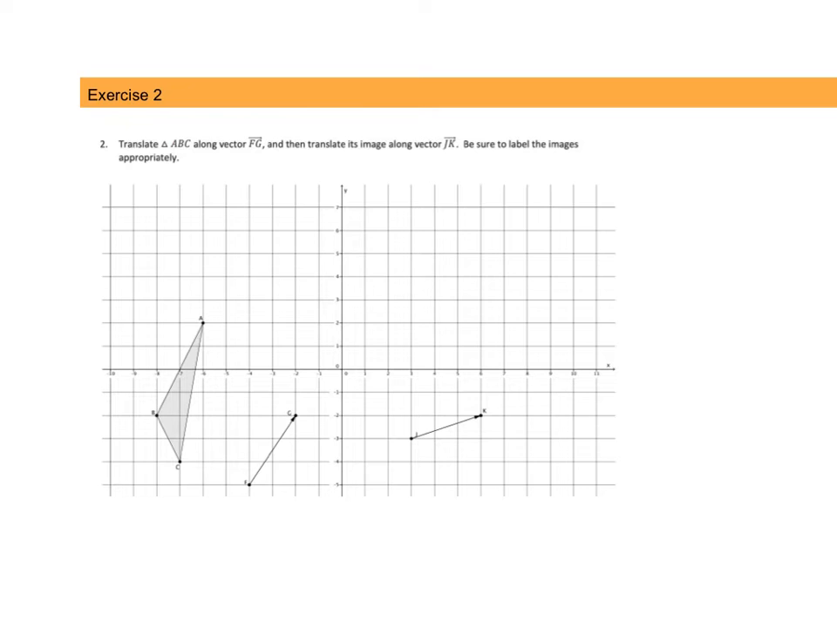So we always just want to start with one point. I'm going to start with my A, and we are beginning with a vector FG. So if I look at FG, I can see that to go from F to G, I'm going up 1, 2, 3, right 1, 2. So that's what I'm going to do with my point A. I'm going to go up 3, right 2. And this is the new location of my point A, and it's an image, so this is my A prime. Okay? I'm going to do the same thing with my B and my C, up 3 over 2.